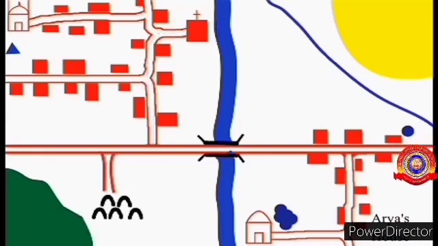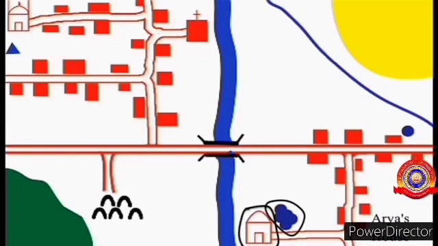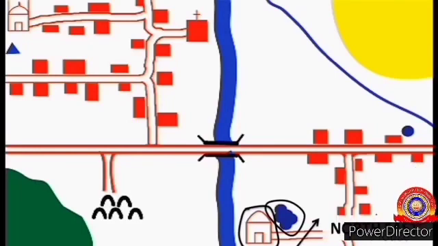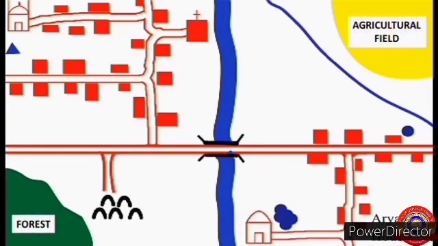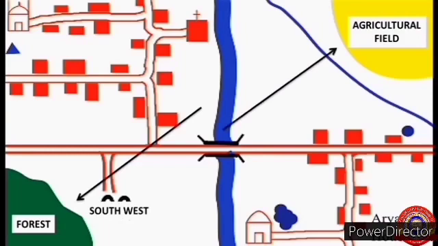Now the 5th question. To which direction from the temple is the pond? The direction of the pond from the temple is northeast. Now the 6th question. In which direction are the forest and agriculture field located? The answer is forest is in the southwest direction. Agriculture field is in the northeast direction.